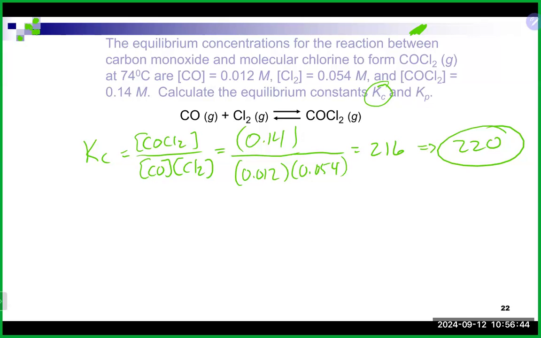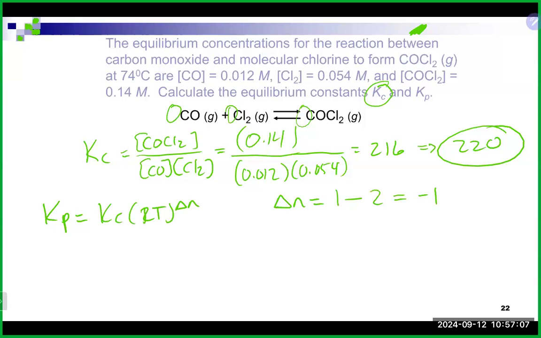Now that we have the Kc value, we could use our equation there to convert it over to our Kp value. Here, we would want maybe the delta n in this case. So that is one gas molecule there on the product side. That's one gas molecule, two gas molecules. So it looks like -1 is our delta n. Our temperature as well, we do need to get it into Kelvin, so a little 273 addition there, right? And that's going to get us a 347 Kelvin.